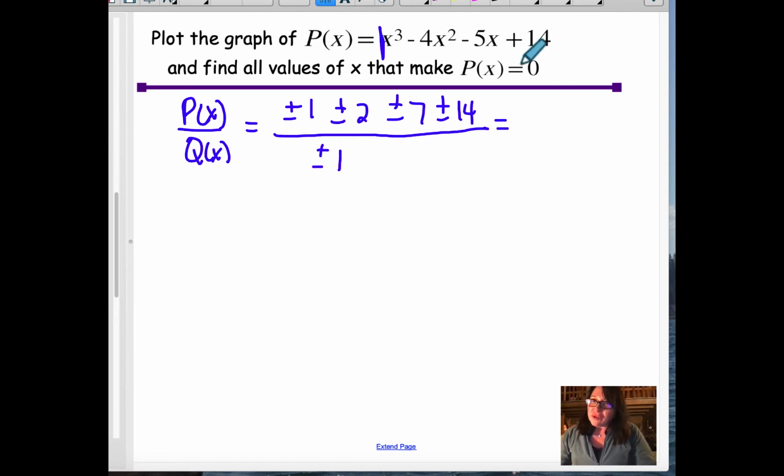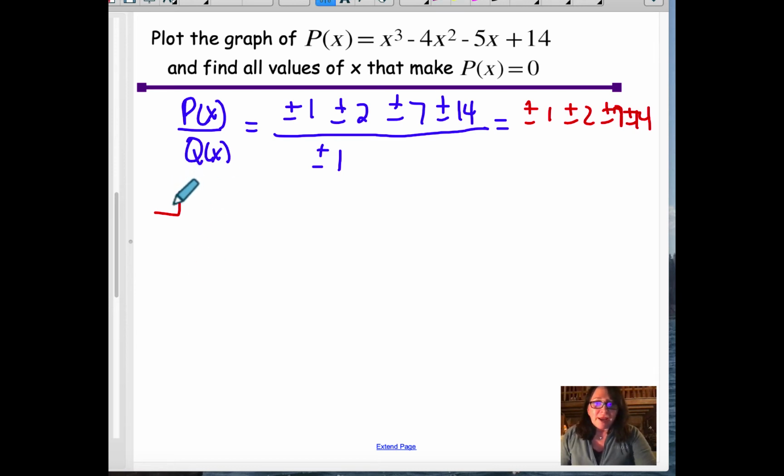So the way you would write this in a solution, this is not my answer. This is just setting it up for the answer. This means that my possible rational roots are plus or minus 1, plus or minus 2, plus or minus 7, and plus or minus 14. And so that would be all the values that I'm going to plug in. I'm going to try synthetic substitution, synthetic division. Different people call it different things.